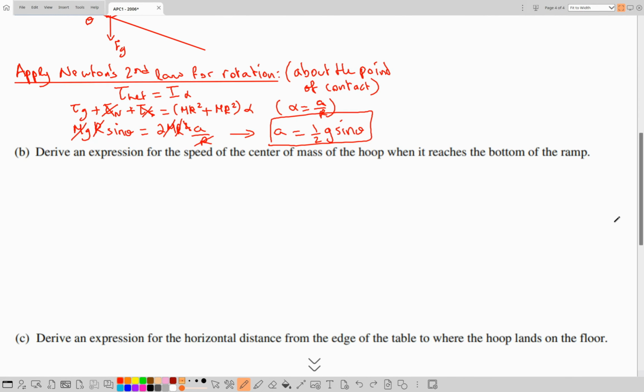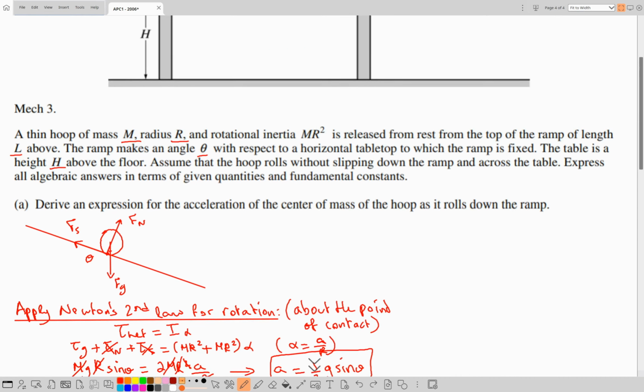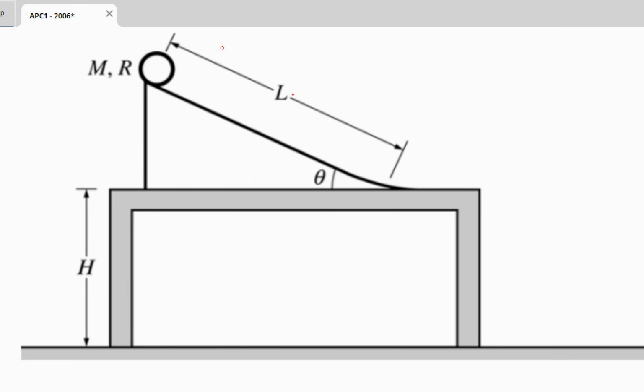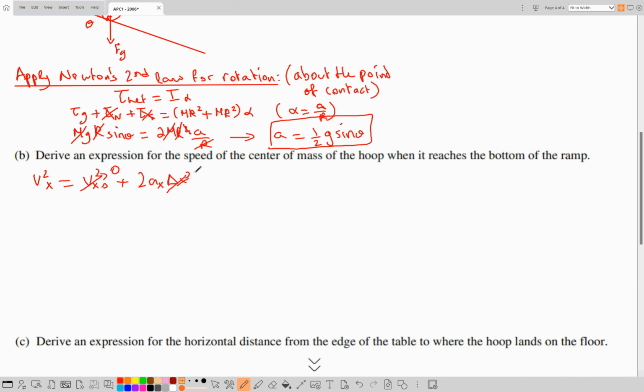Now, after we have determined that the linear acceleration of the hoop is given by half g sine theta, we can use kinematics basically. So v_x squared is equal to v_x0 squared plus 2a_x delta x, initially starting from rest, so that would be 0. Now we will call this speed v. Now delta x, in this case, what is delta x? Delta x is the distance along which the hoop travels, which is basically L.